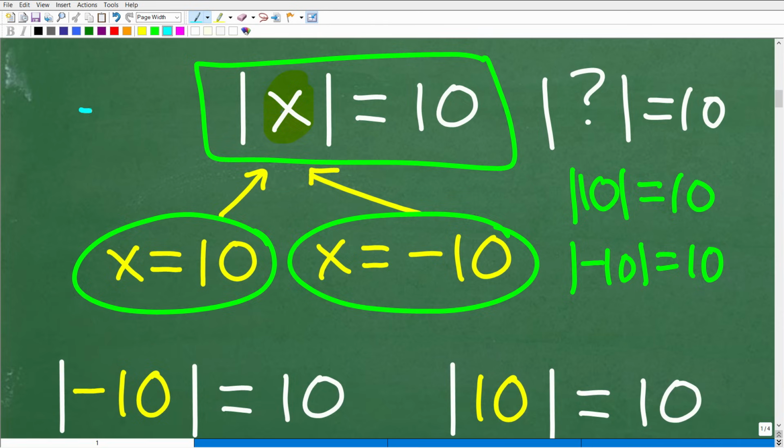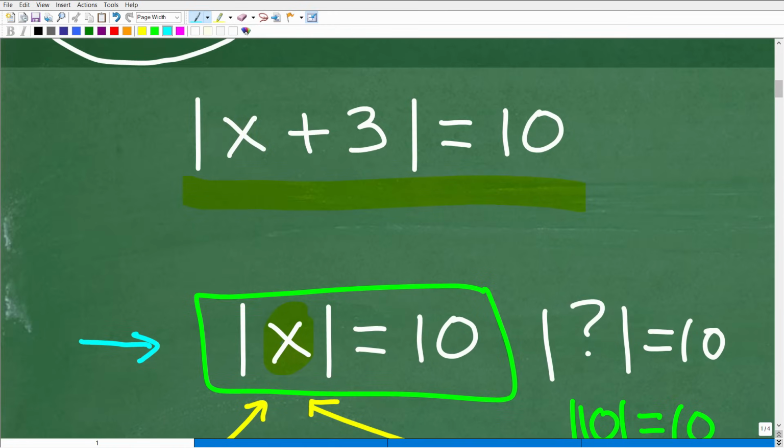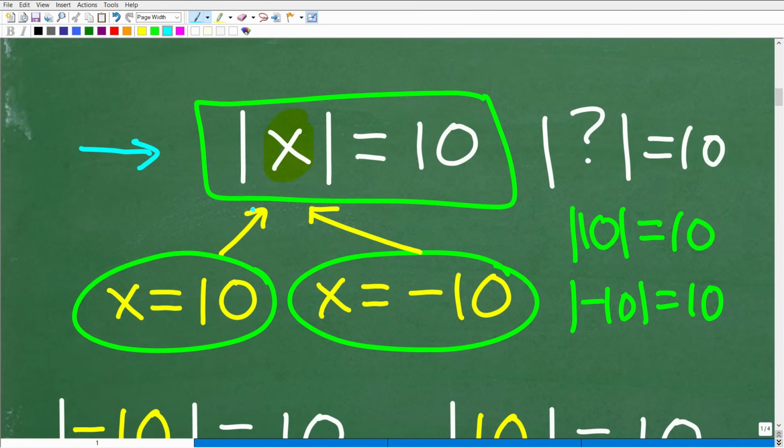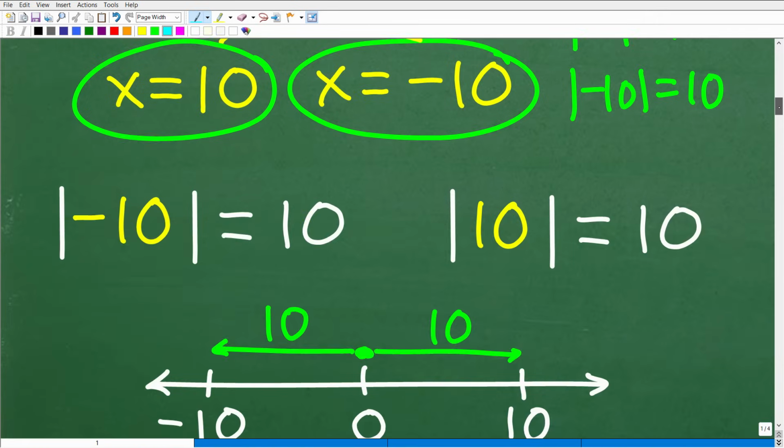And this is my first major concept that I want to emphasize: when you see an absolute value equation like this one here, you're going to have two solutions. You're always going to have two solutions for this very simple reason. In this basic absolute value equation, we can come up with two different values and get the right answer. Now, why is that? Well, let's go ahead and talk about that right now.